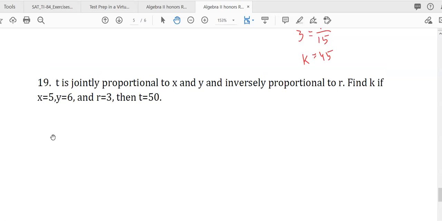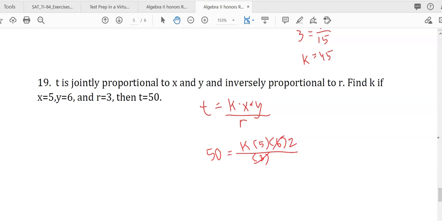And lastly, find k when x is 5. So t is jointly proportional to x and y, and inversely proportional to r. So k times x times y, divided by r. So it says that t equals 50. We don't know k yet. x is 5, y is 6, and r is 3. By the way, that cancels. So you have 10k up top, divide by 10, you get 5 equals k. Plug that back in, you get t equals 5 times x times y divided by r.